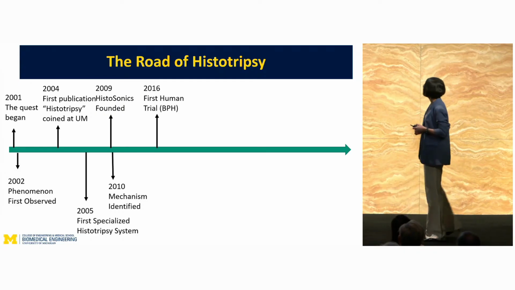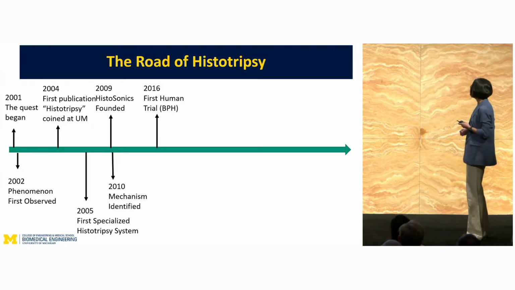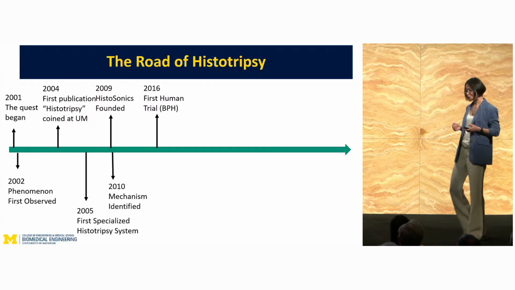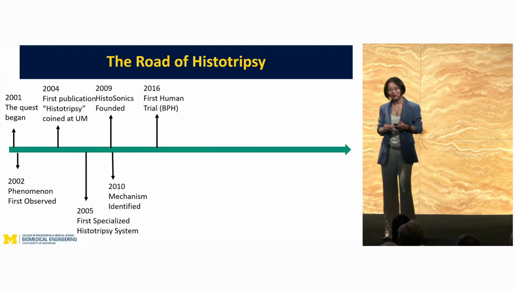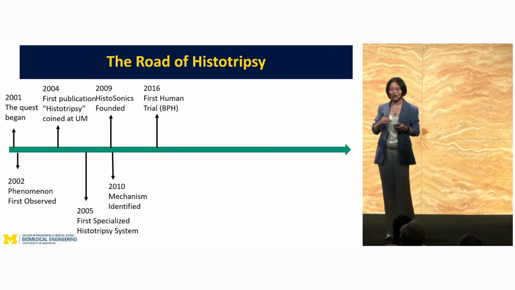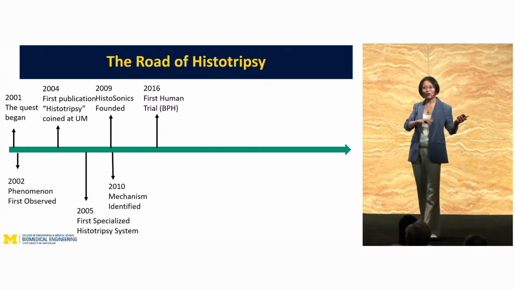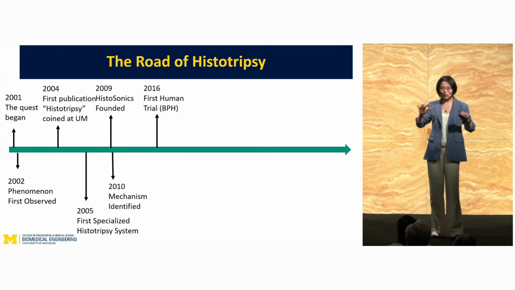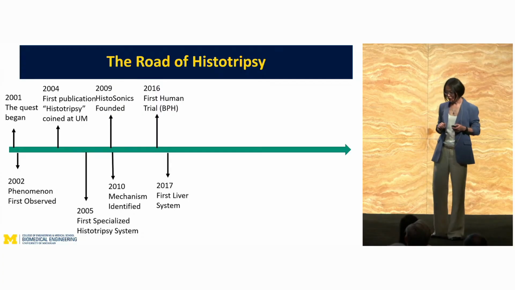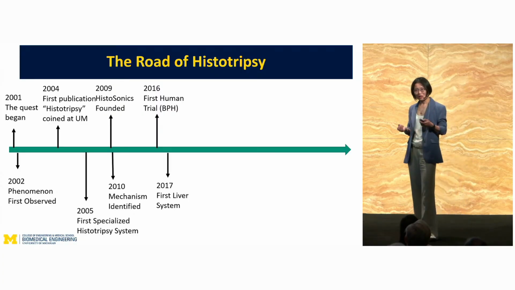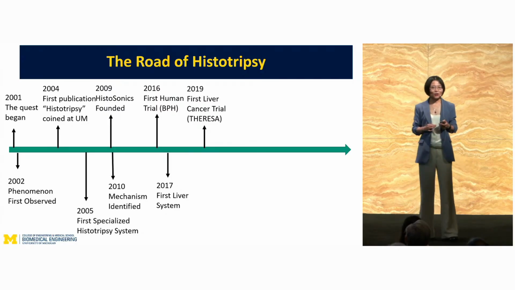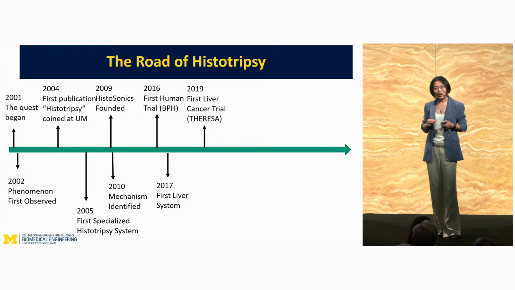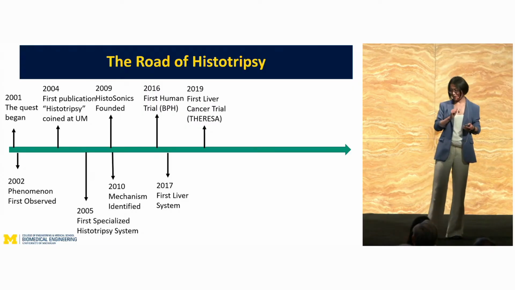And 2016 was the first clinical trial, performed in the prostate, for benign prostatic hyperplasia. That was the first human trial, and unfortunately the results were mixed and didn't meet the goal. Years later, we found out it's because human patients and our preclinical animal model don't match well. We switched to liver, and in 2017 built the first liver human system, and in 2019 had the first human trial in cancer, also in the liver. That was in Spain, and the results were fabulous.